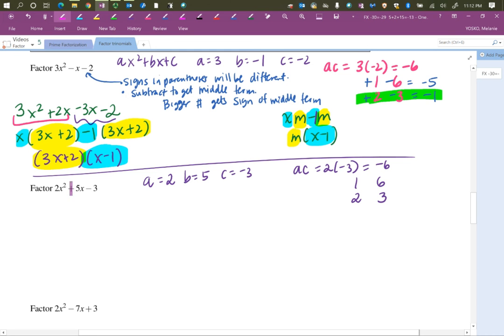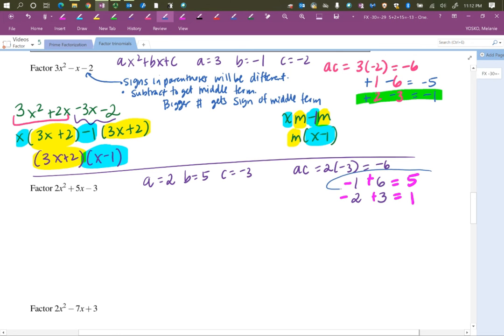Okay, so we need the middle term to be a positive 5. So the bigger number gets a positive, it gets the sign in the middle term. Positive, so the bigger one now is a plus. Plus for the bigger one. So -1 plus 6, or 6 minus 1, if you want to think of it that way, is a 5. And the -2 plus 3, that's the same as 3 minus 2, that's a 1.